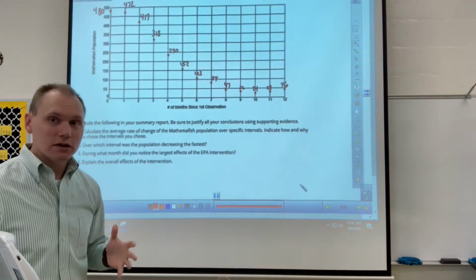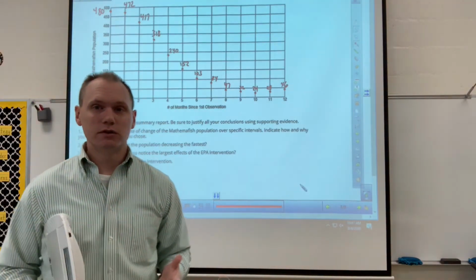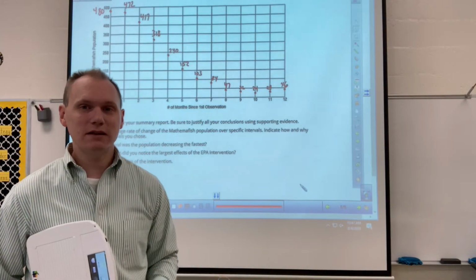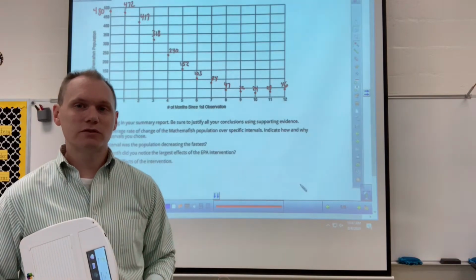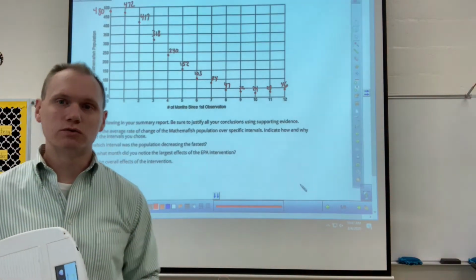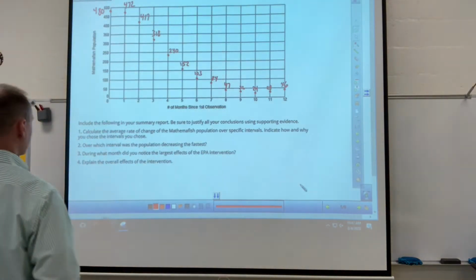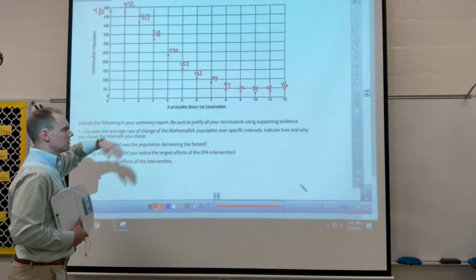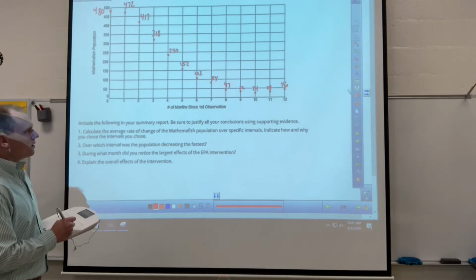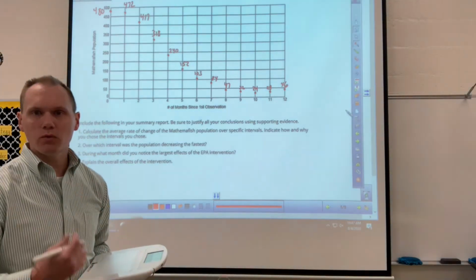Okay, so there's actually a lot of different intervals you can choose here. In fact, there are 78 different pairs of points that you can calculate the average rate of change with over the course of these 12, actually 13 if you count 0, 13 months. So we can just pick a few and work through this together.